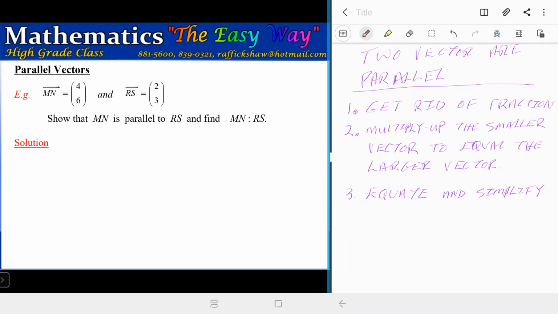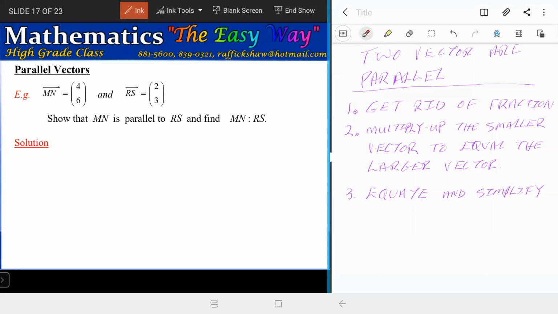So look at this example over here now. This question gives us the vector MN as that, and the vector RS as that. And it says, show that MN is parallel to RS. And then after we show that they are parallel, it wants us to find the ratio MN to RS. Show that the lines are parallel first, and then find the ratio.